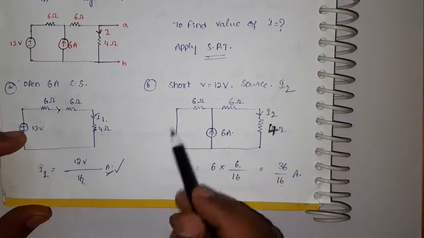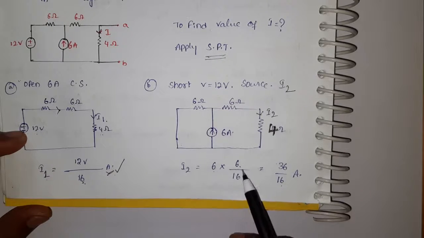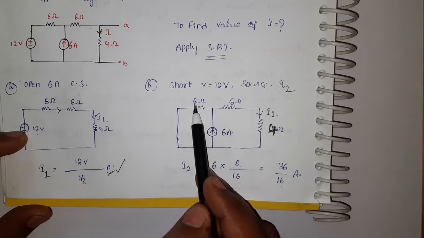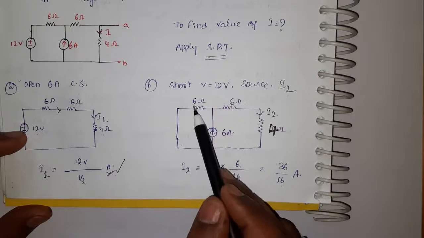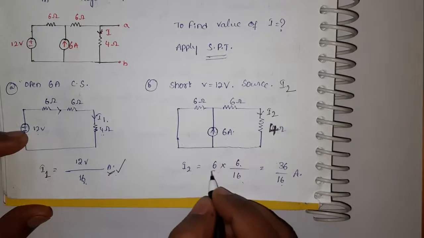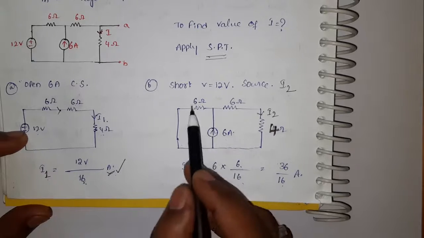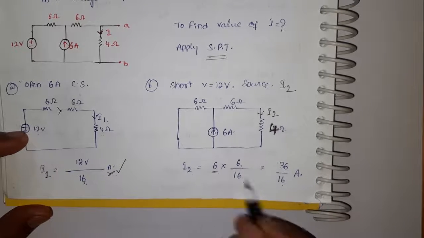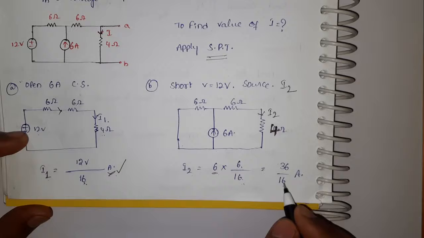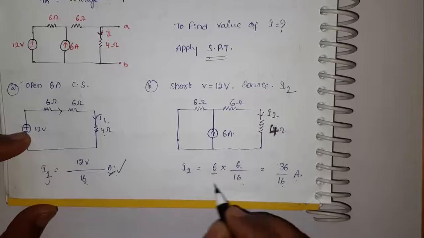This is a parallel circuit. So what is the current division rule? 6 ampere total current into the opposite resistor 6 by total resistance 6 plus 6 plus 4, that is 16. 6 ampere total current into the opposite resistor 6 ohm by total resistance 16, that will be 36 by 16 ampere. This is I1 and this is I2.